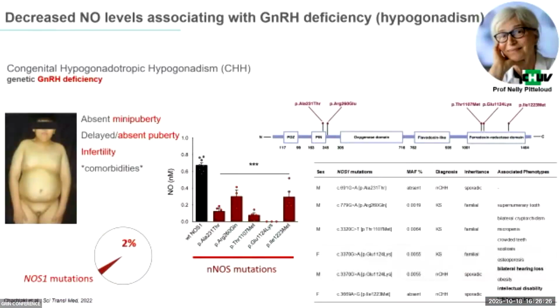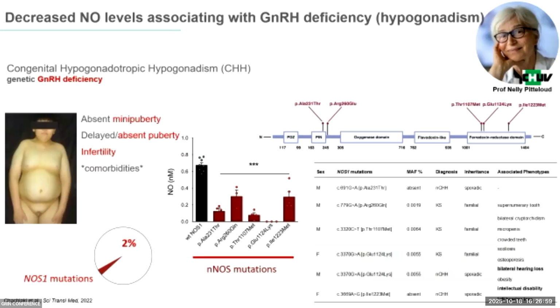When we went back to humans to see an equivalent example of an alteration of mini-puberty, we used a cohort of genetic GnRH deficiency. Why? Because these people with a genetic GnRH deficiency, a syndrome called congenital hypogonadotropic hypogonadism, have absent mini-puberty, delayed or absent puberty, they are infertile, and they have a bunch of different comorbidities that are non-reproductive.